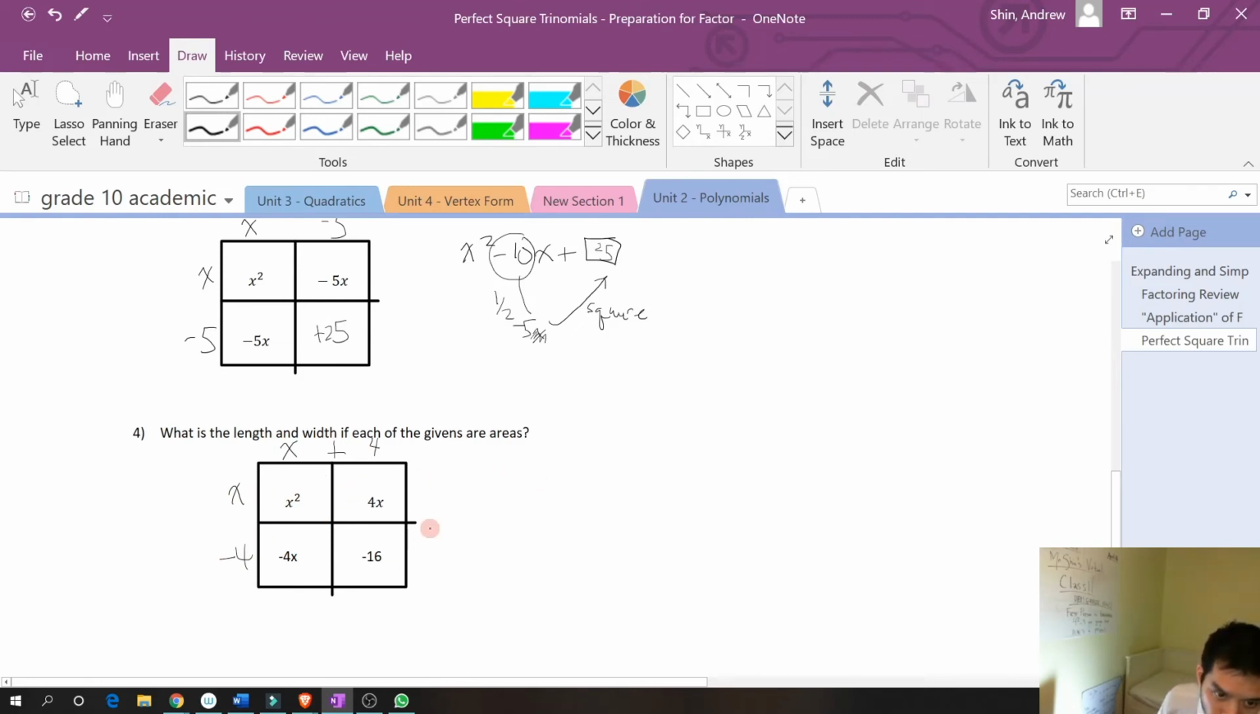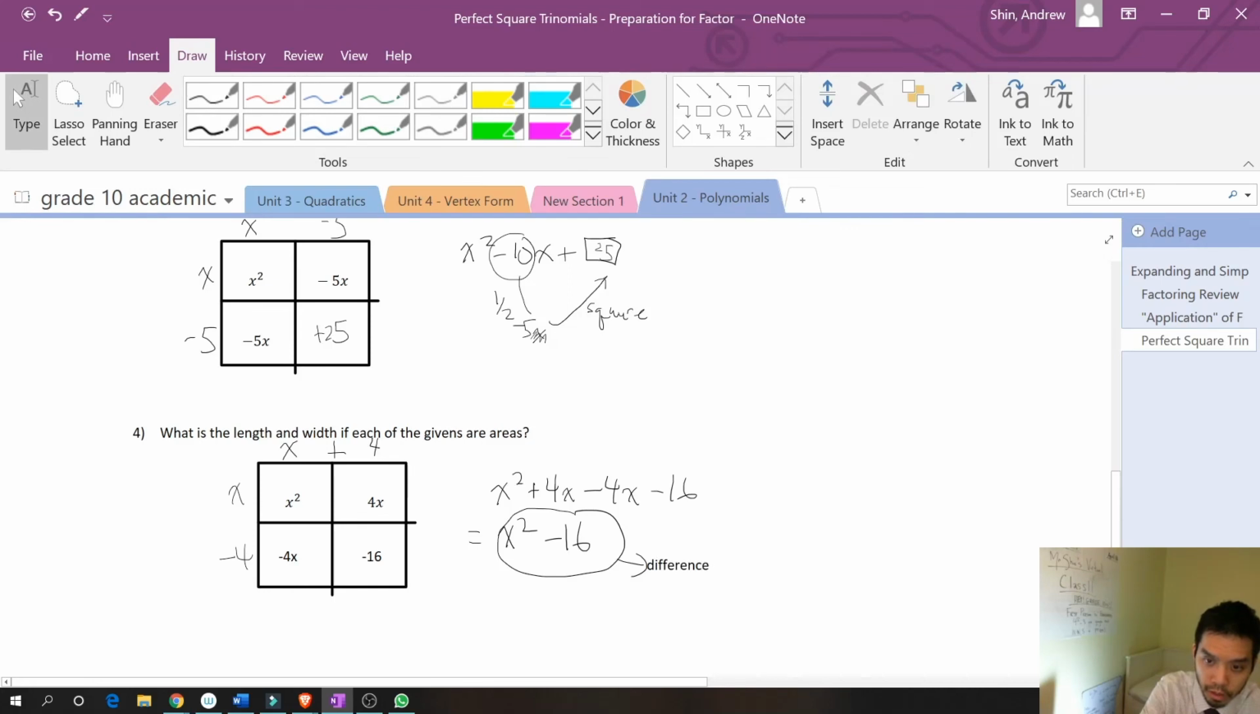And what I want to do is I want to put this all together. So if I write an expression for the total area, so that's x squared plus 4x minus 4x minus 16. This really is x squared minus 16. Again, this is a special situation called a difference of two perfect squares. So this is a difference of squares. I'm going to type it out. Difference of squares. Okay, very important definition.